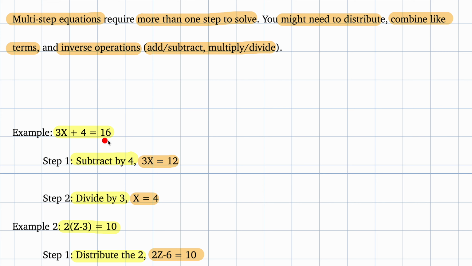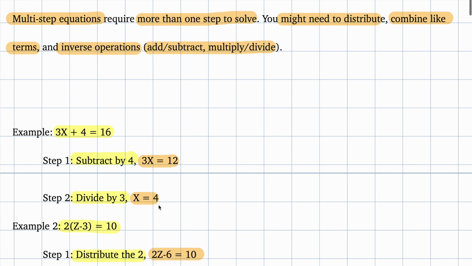3x + 4 = 16. Step number 1, subtract 4, and this gives us 3x = 12. The next step would be dividing by 3, which gives us the value x = 4. So the solution is x = 4.